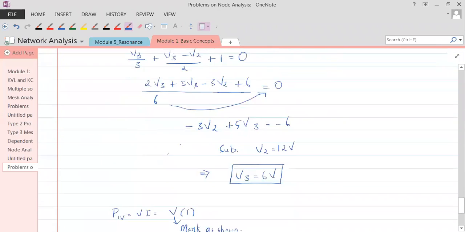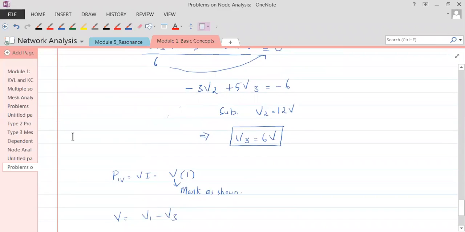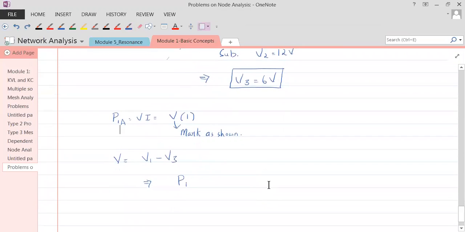So why did I write 1 volt? Yeah, let me correct that. So it's power delivered by 1 ampere source. Fine. So V is V1 minus V3. So this implies that our P delivered by 1 ampere is V1 minus V3, into the current, 1 amp.